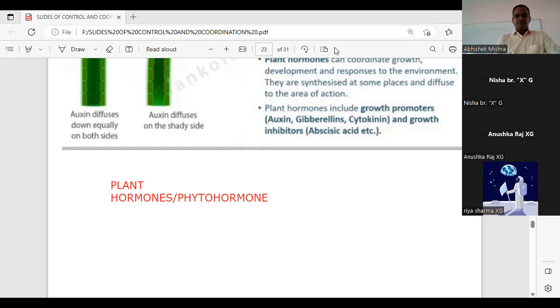And what are these? There are 3 plant hormones or phytohormones which are called growth promoters because they promote the growth. What are the names of these 3 hormones? Auxin, gibberellin, cytokinin. While there is one hormone which is called in short ABA, abscisic acid, which is a growth inhibitor.